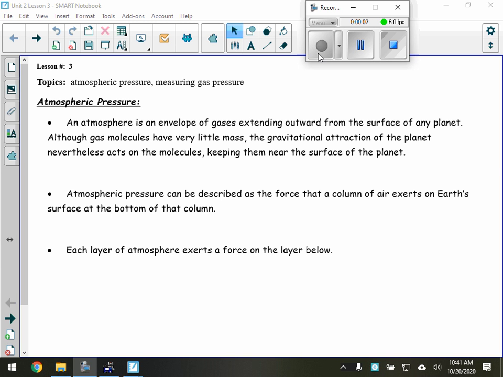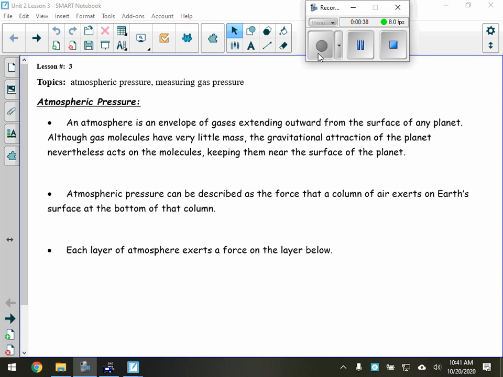In lesson 3 today, we're going to talk about atmospheric pressure, and how we measure gas pressures and things like that. This is kind of a wordy definition, there's no doubt about that, but pretend that there is an atmosphere, an envelope of gases extending outward from the surface of any planet. Although gas molecules have very little mass, the gravitational attraction of the planet acts on all the molecules, keeping them near the surface. We describe atmospheric pressure as basically a column of air above a certain place on Earth.